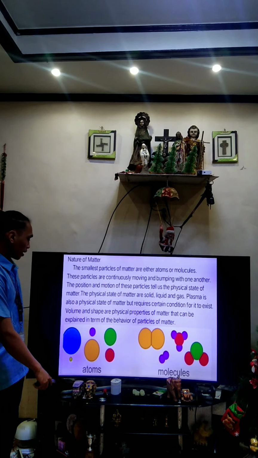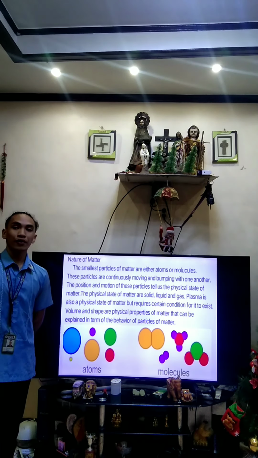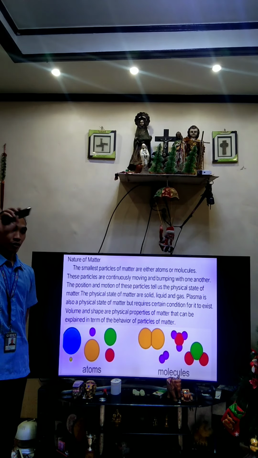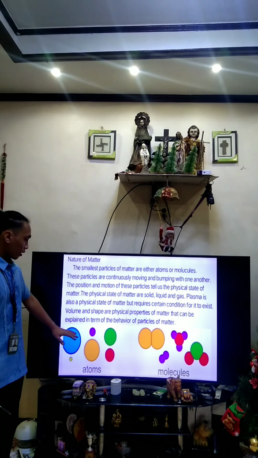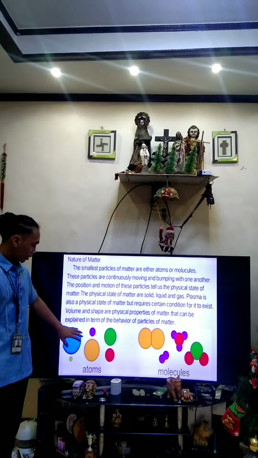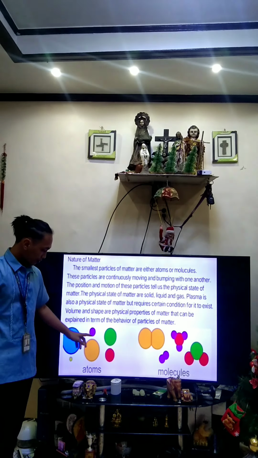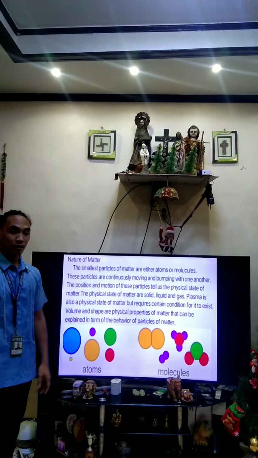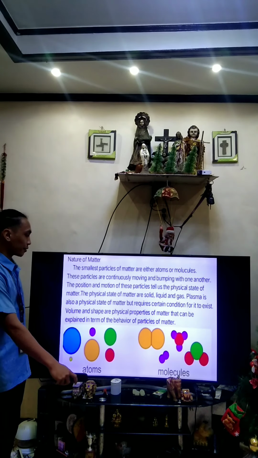As you can see in the picture, these are atoms and molecules. Who can differentiate the two? That's correct. An atom is a single particle. As you can see, there is a space between every atom. Unlike molecules, a molecule is a bond of two atoms.